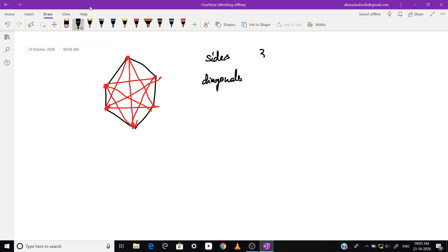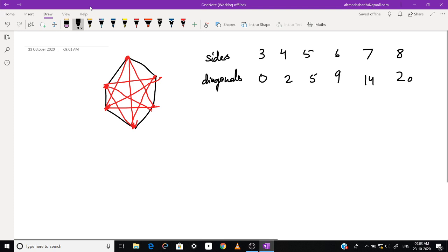So if a figure has three sides, it has zero diagonals. If a figure has four sides, it has two diagonals. If the polygon has five sides, it has five diagonals. If a polygon has six sides, it has nine diagonals. If a polygon has seven sides, it has 14 diagonals. If a figure has eight sides, it has 20 diagonals, and so on. Okay, so I think now you understand what a diagonal is.